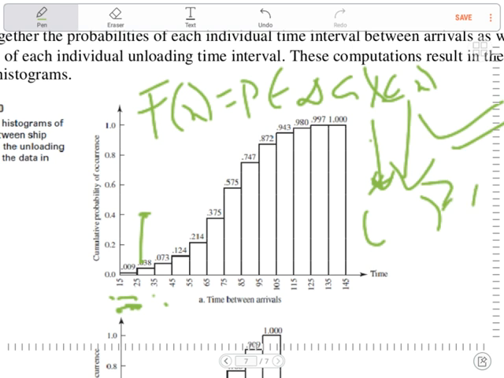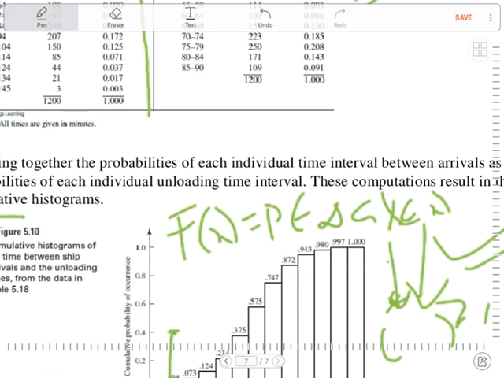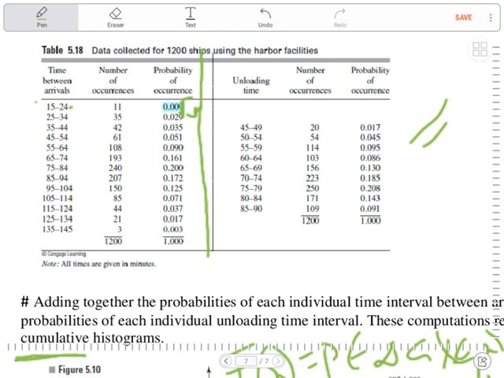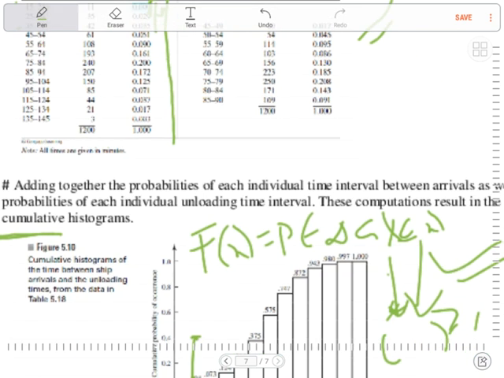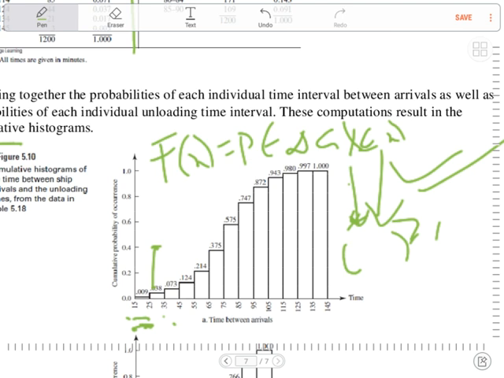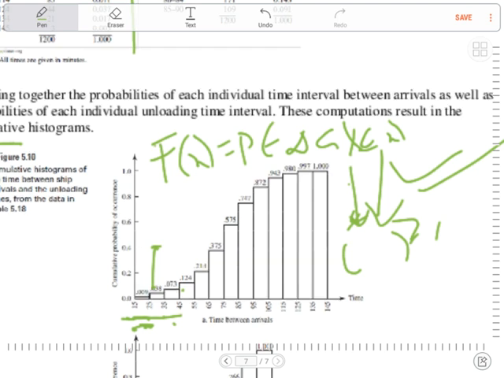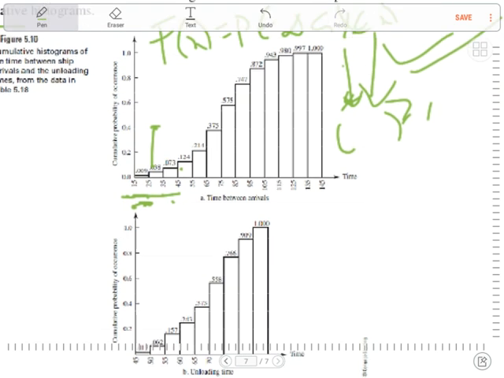That means you are going on adding. Again for the second one, suppose lying between 35 to 44, you have to add three up. So 0.009 plus 0.029 plus 0.035. So here it will be 0.73 from 15 up to 45, and this continues. This is for the time between arrivals, and this is for the unloading time.